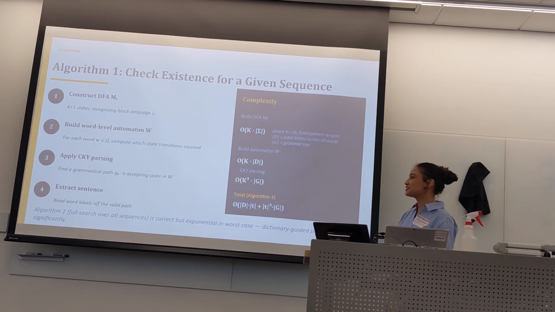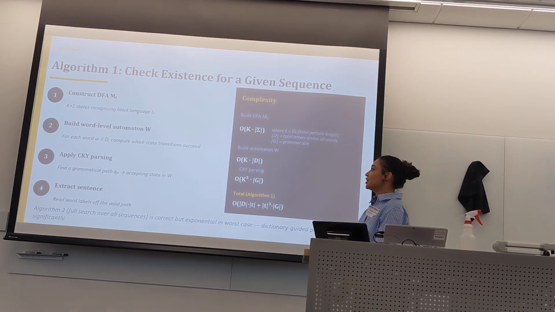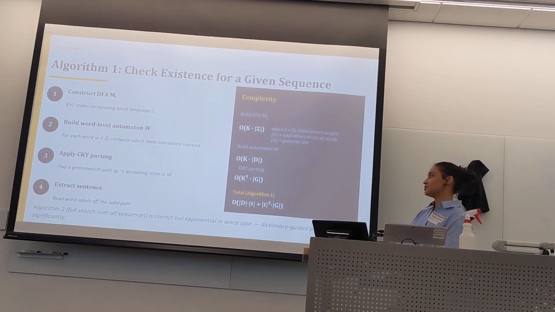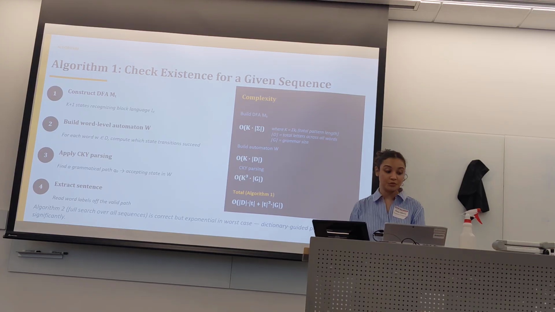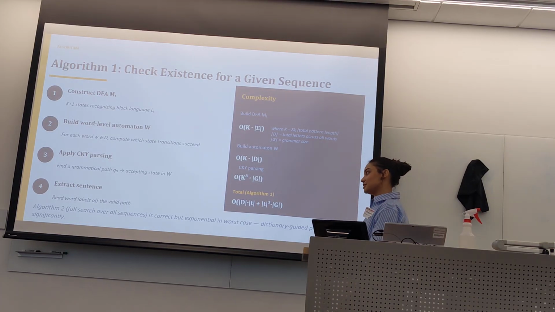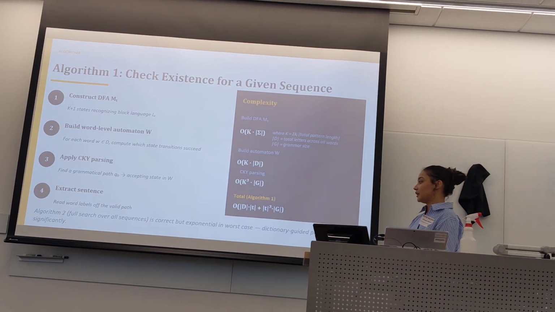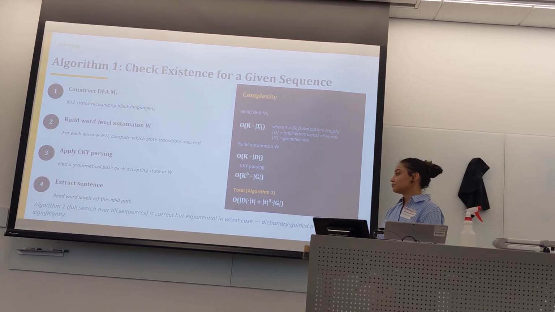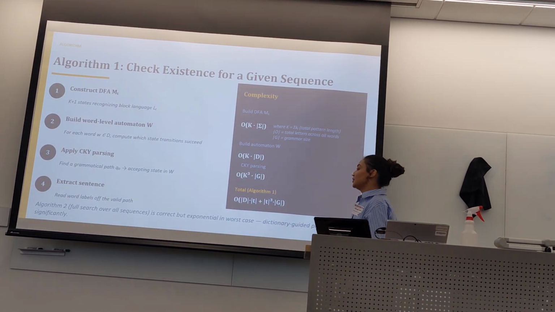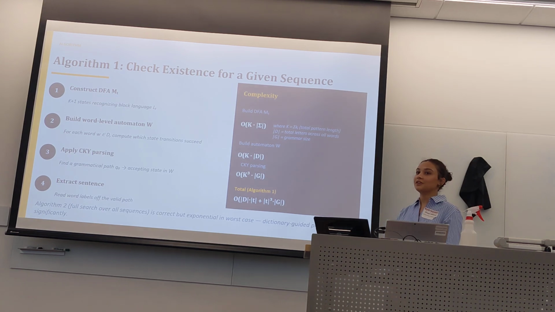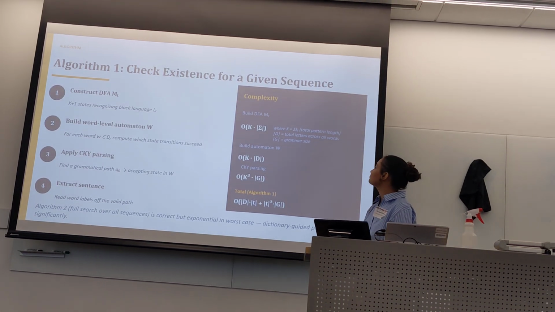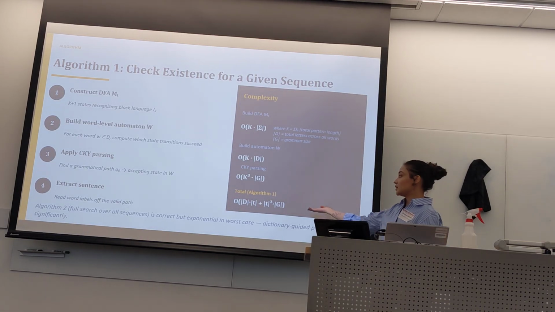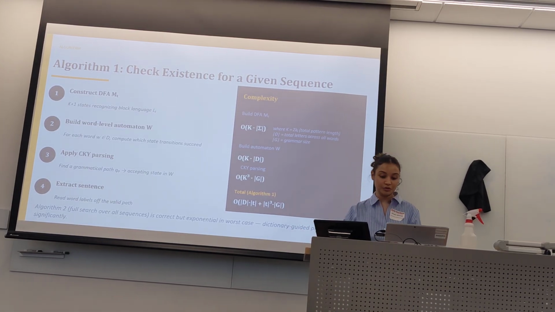And then we use that to build a word-level automaton for each word in the dictionary, and we needed to figure out which state transitions we need to succeed. We parsed over it, and we extracted our sentence. We also have another algorithm. It's also detailed in our paper, and it works, but in the worst case it's exponential, which is not very good. We also computed our complexity, and we can see that it's polynomial.